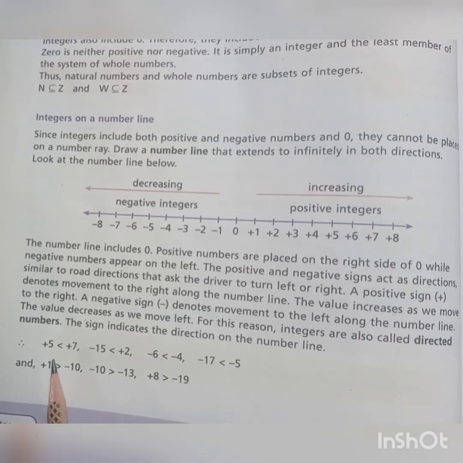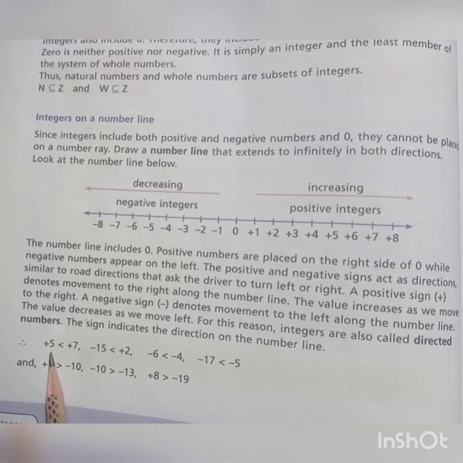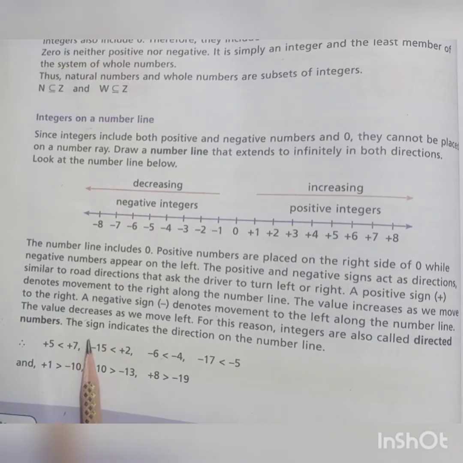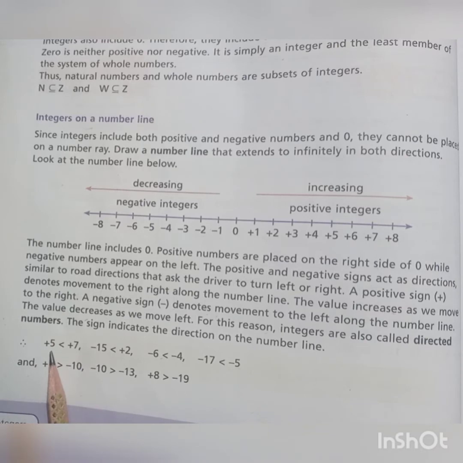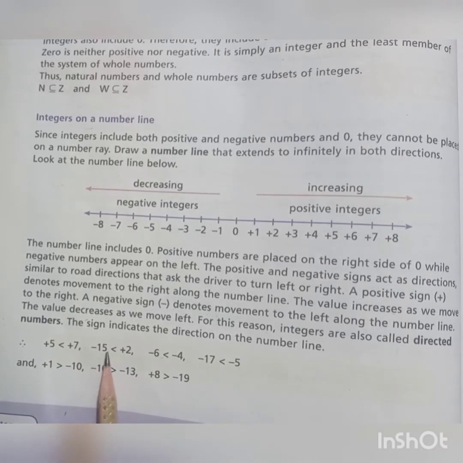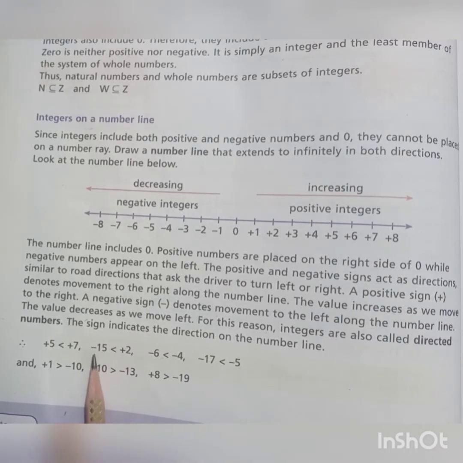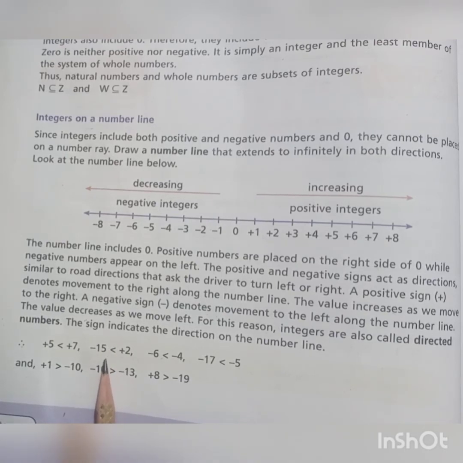Now students, you can see here are some examples. +5 is less than +7. Is it true or not? Yes, we know that +7 is greater than +5. Also -15 is less than +2. You can see that +2 is greater than -15. As I have already explained, the number that is larger than -1 has a smaller value than -1.